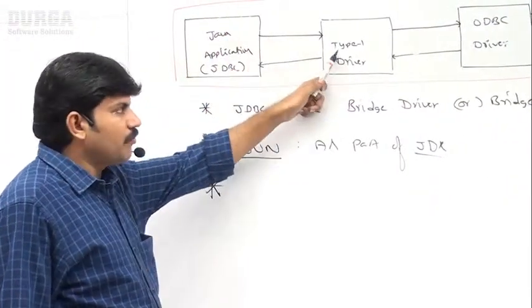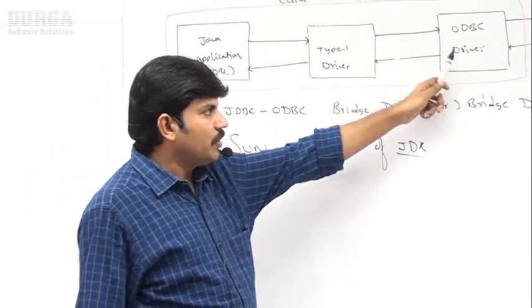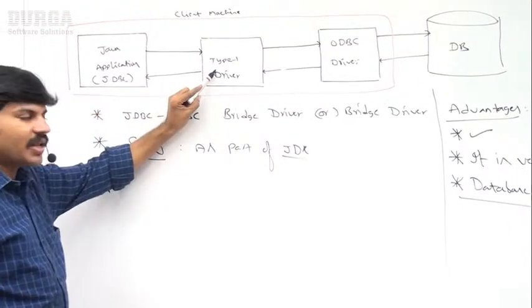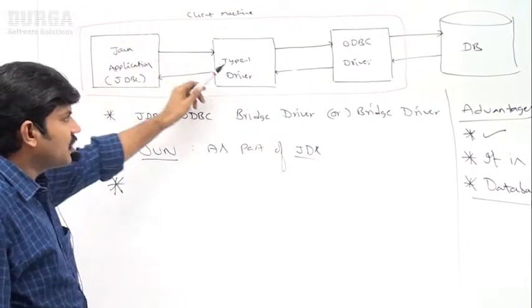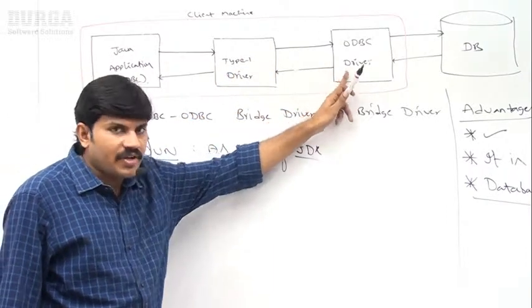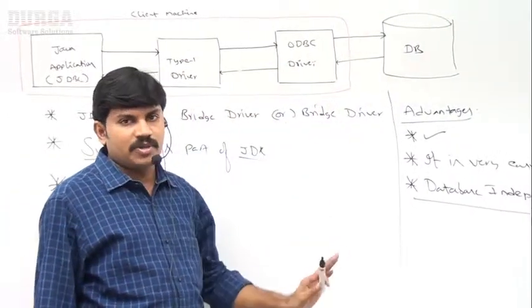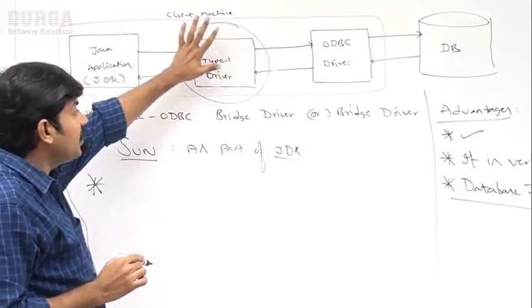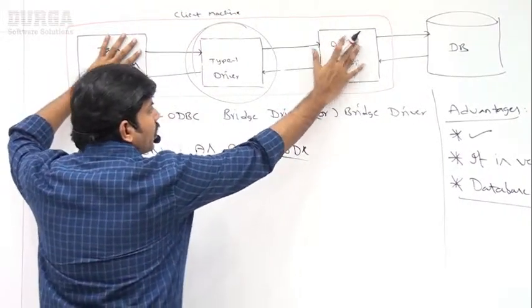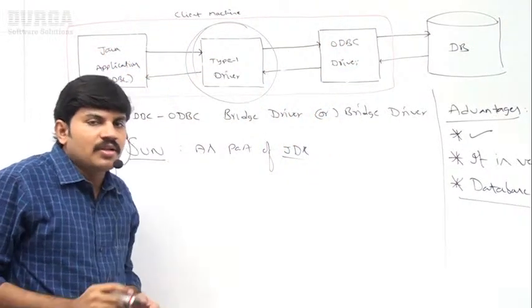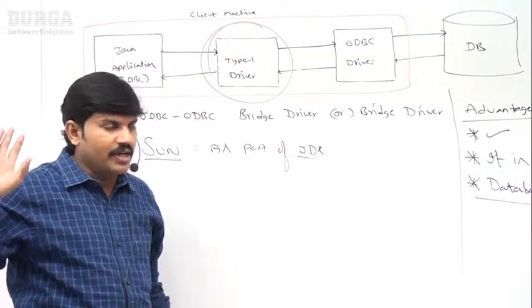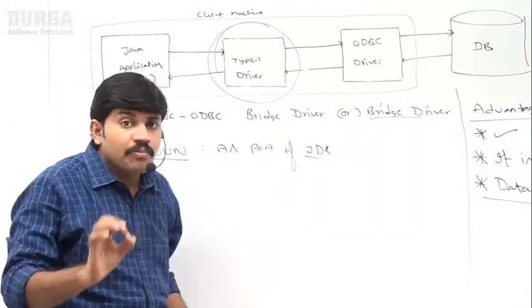Just observe that. The Java application communicates with the type 1 driver, the type 1 driver communicates with the ODBC driver, and the ODBC driver communicates with the database. The type 1 driver converts JDBC calls into ODBC calls, and the ODBC driver converts ODBC calls into database-specific calls. The type 1 driver acts as a bridge between JDBC and ODBC. That's why the type 1 driver is also known as the JDBC ODBC bridge driver, or simply the bridge driver.